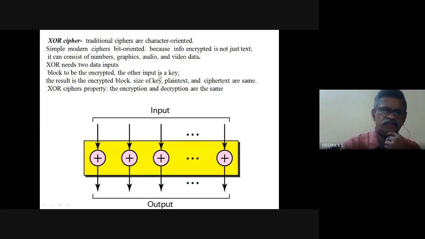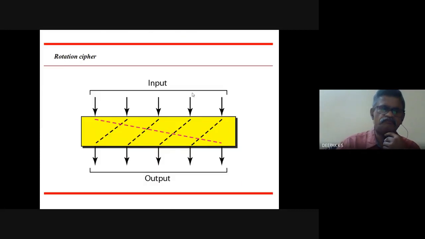length. So you convert the plain text and do the XORing of the bits with the key. The size of the key, the plain text block and the ciphertext are all the same. We are doing XOR. XOR has a property that encryption and decryption are the same. Now again, bits are rotated. This is another way of indicating this modern cipher, in which instead of characters you get bits.